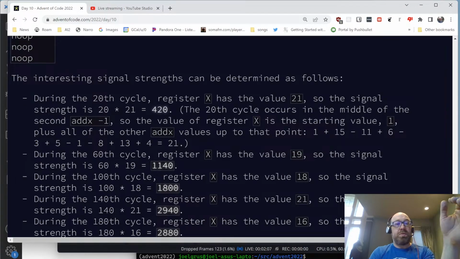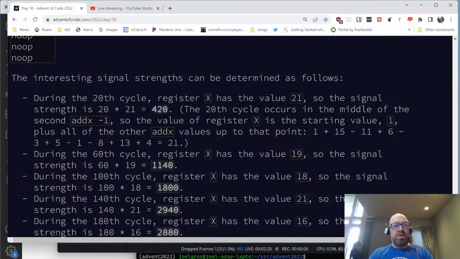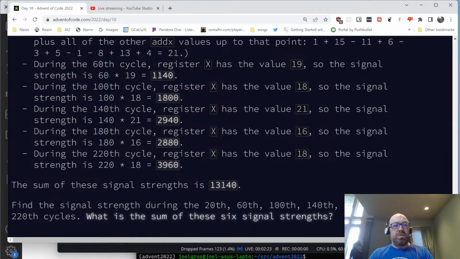Find the interesting signal strength during the 20th cycle, the register's signal strength. The 20th cycle occurs in the middle of the second add X. The value of register X is the starting value plus all the other add X values up to this point. During the 60th cycle, register X has a value of 19, so the signal strength is 60 times 19 equals 1140.